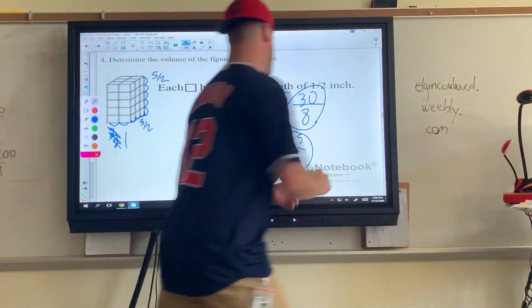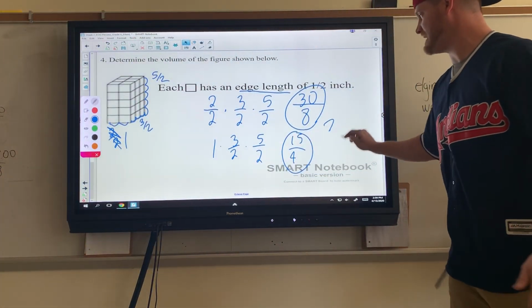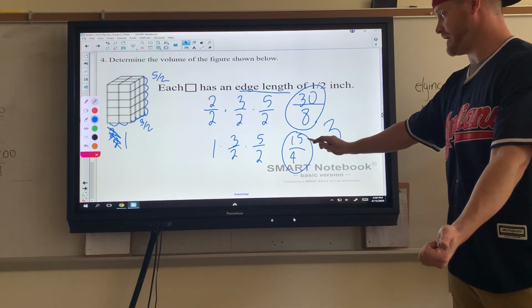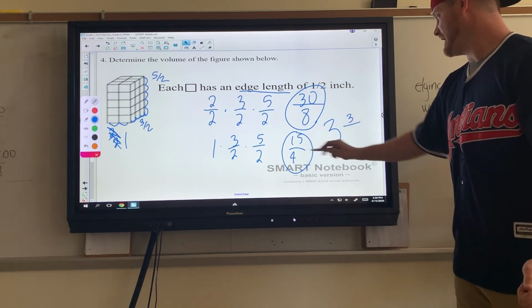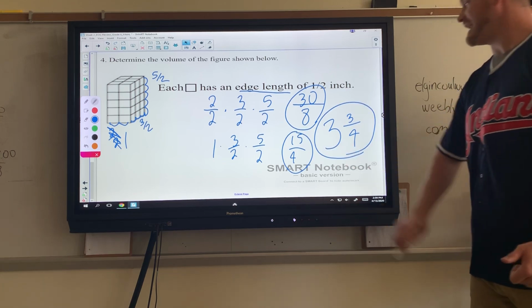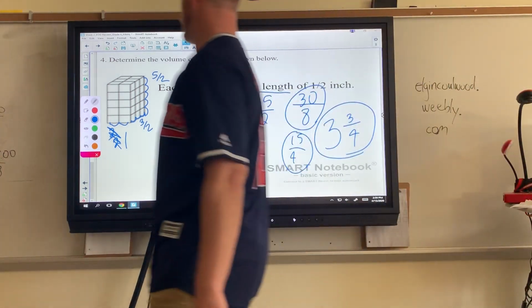If you simplify this to a mixed number, 4 goes into 15 3 times, which gives us 12. So that means there's 3 left over from the numerator. The denominator stays the same. So if you got any one of those 3 answer choices, you are correct.